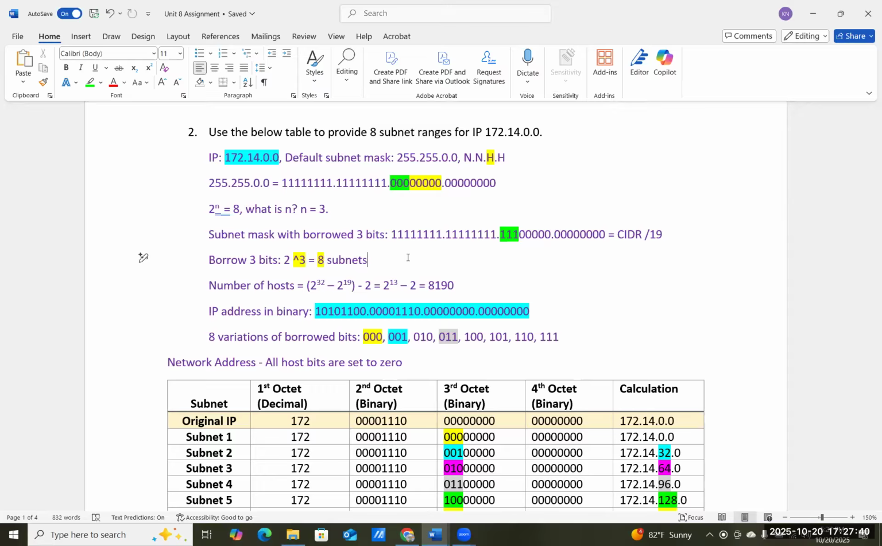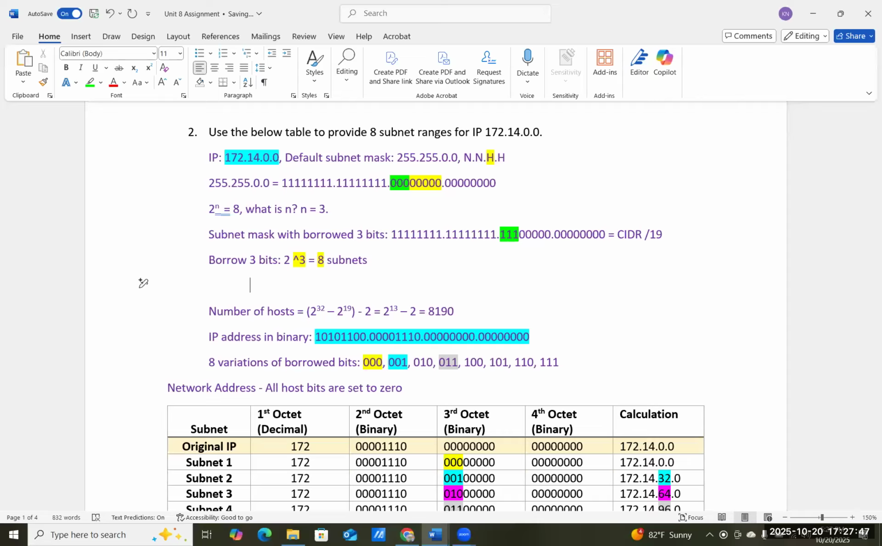Right? Because 2 to the 3rd power really represents what? It is 2, right? Times 2 times 2, right? Which gives you 8.